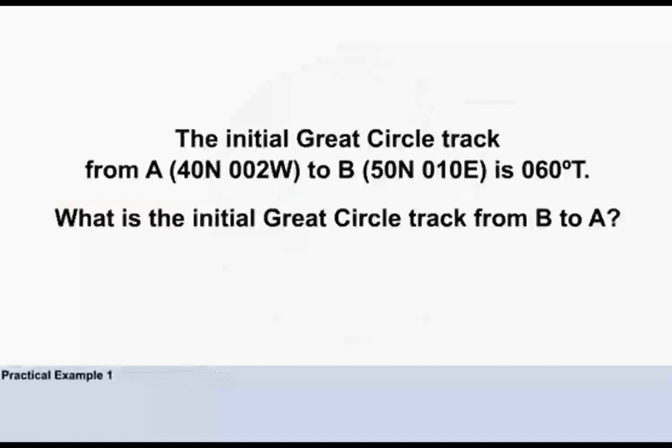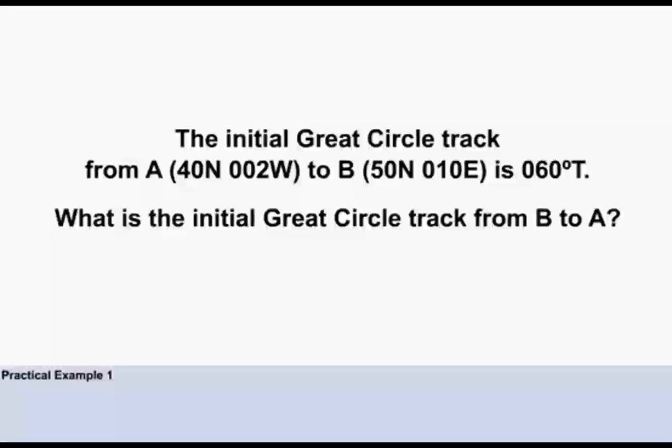Here is a typical problem. The initial great circle track from A, which is at 40 north and 2 west, to B, at 50 north and 10 east, is 060 degrees true. What is the initial great circle track from B to A? Start by drawing a diagram. It is only a sketch to get the situation in your mind, not a scale drawing.